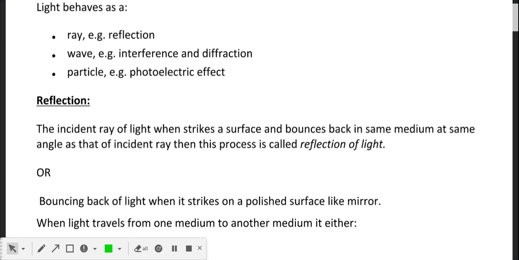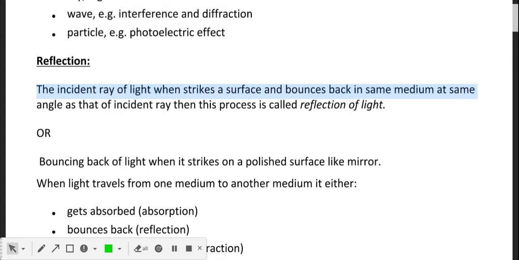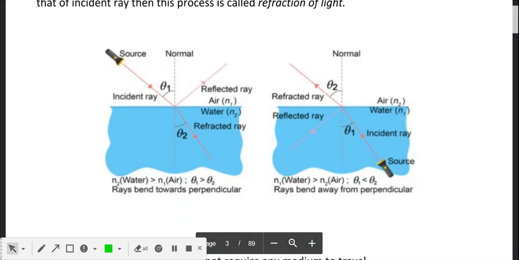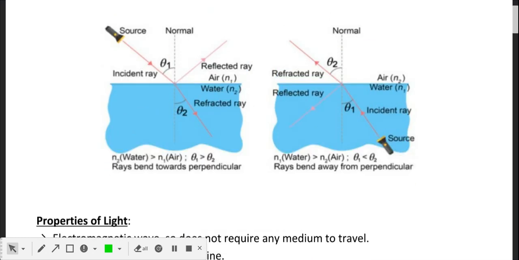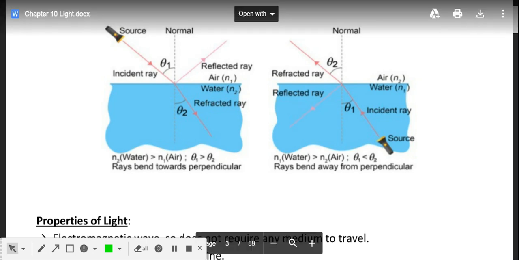Let's start with our first most important topic, that is reflection. What do you mean by reflection? There are two definitions I have provided. The second one is quite easy, but I will tell you both. The instant a ray of light strikes a surface and bounces back in the same medium. So here the ray of light is going to stay in the same medium. For example, let's see a diagram from which you can understand easily. Look at this diagram, first one. What happened is, this is the incident ray.